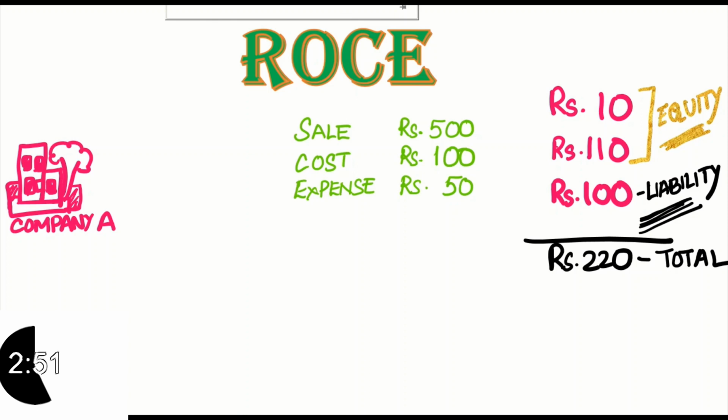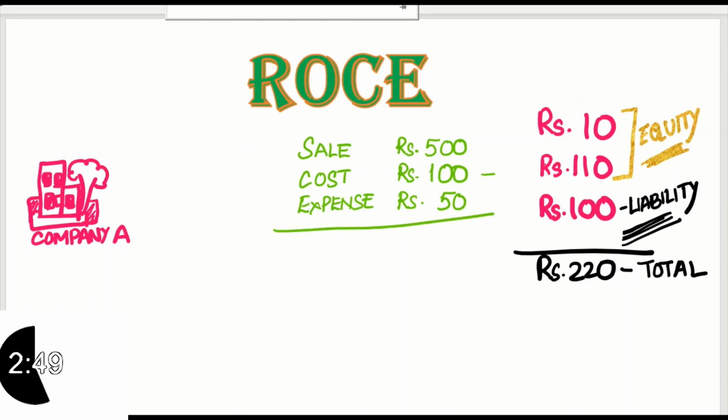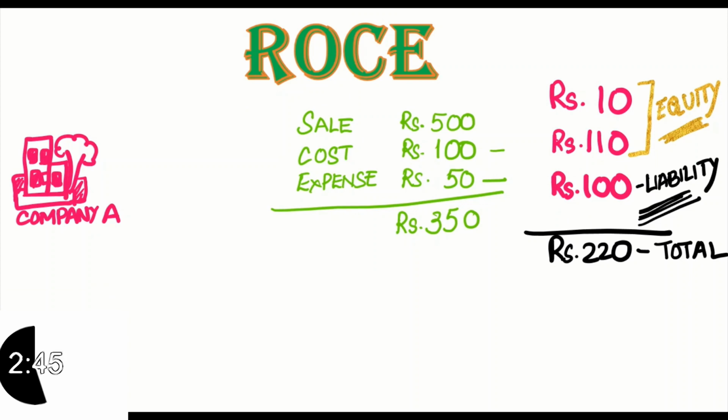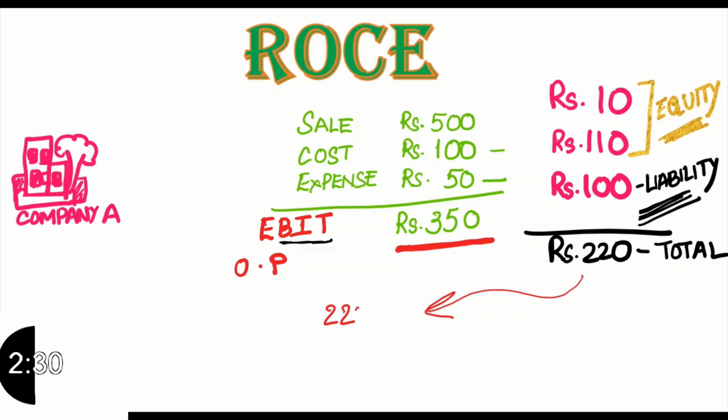Let's subtract the costs and expenses from the sales amount. What are we left with? This 350 rupees is nothing but EBIT, that is earnings before interest and taxes, or operating profit. For a total of 220 rupees invested, the company generated operating profit of 350 rupees.